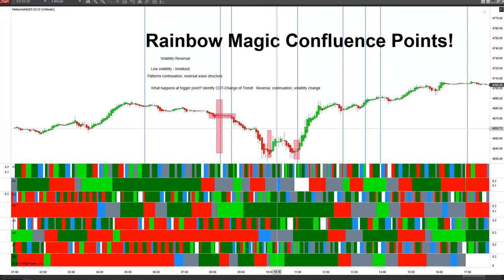What happens here? We have a trigger point, but we don't have any sort of indication. We don't really have continuation because we haven't moved out of the range of the prior bars. So this is really a keep your powder dry, don't take a trade indication right here. So let's wait for the next trigger.